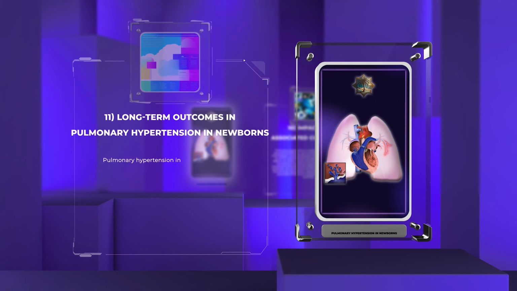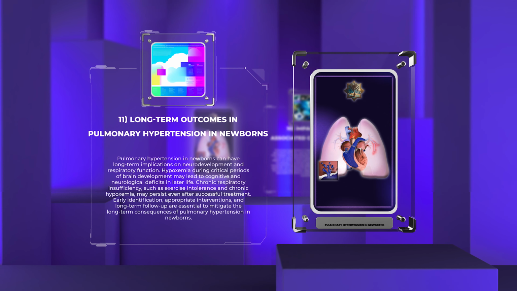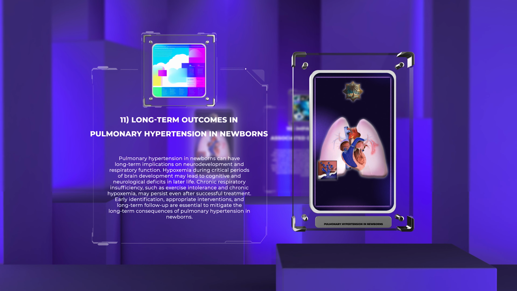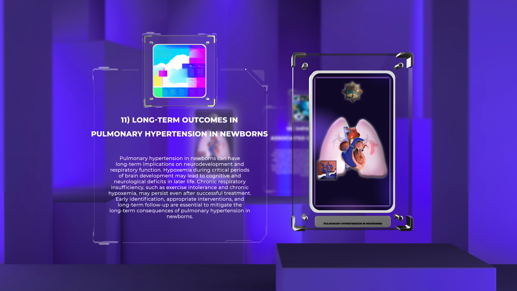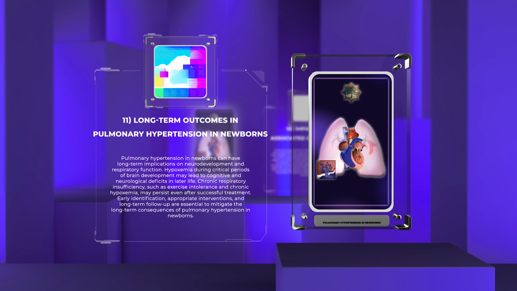Pulmonary hypertension in newborns can have long-term implications on neurodevelopment and respiratory function. Hypoxemia during critical periods of brain development may lead to cognitive and neurological deficits in later life. Chronic respiratory insufficiency, such as exercise intolerance and chronic hypoxemia, may persist even after successful treatment. Early identification, appropriate interventions, and long-term follow-up are essential to mitigate the long-term consequences of pulmonary hypertension in newborns.